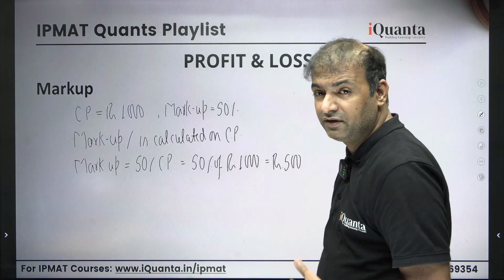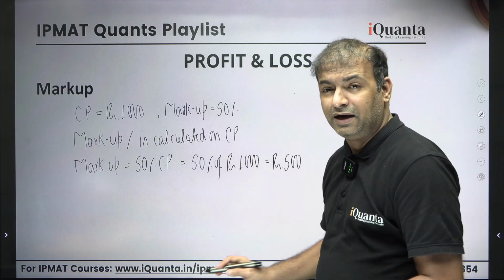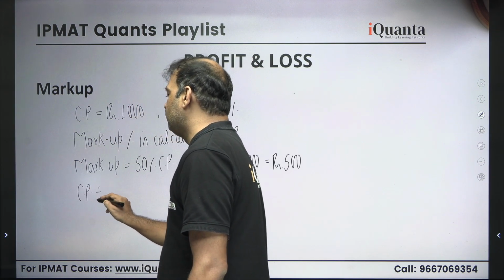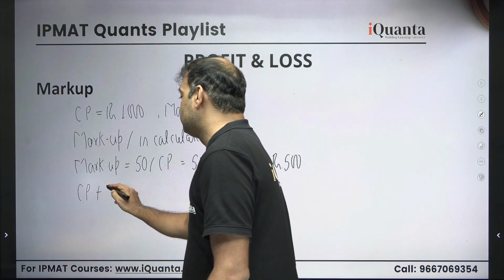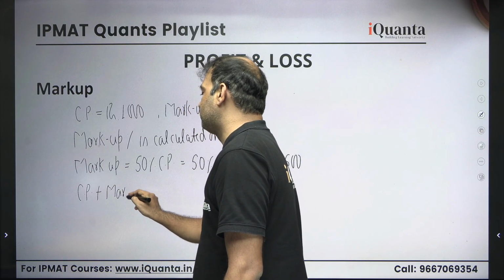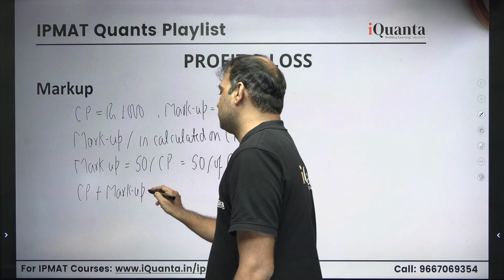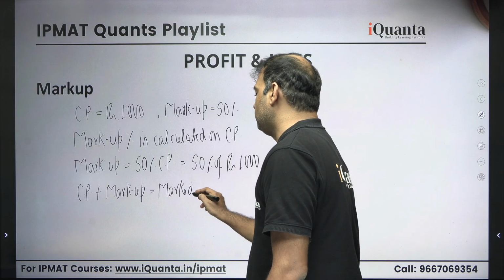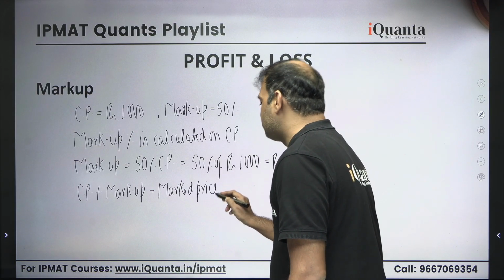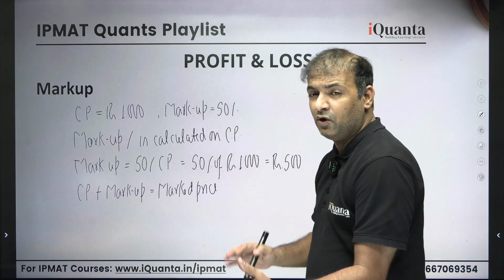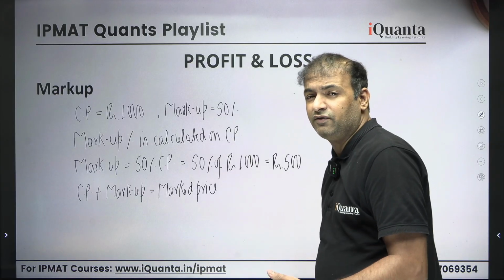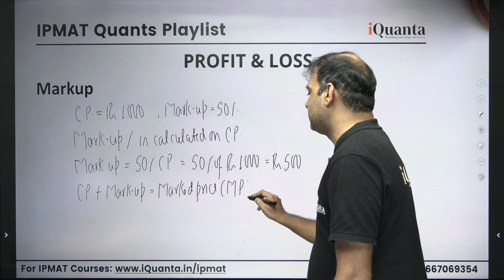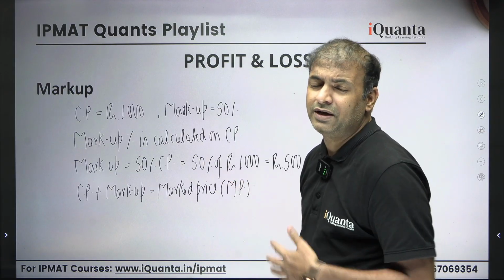Which comes to 500. So now comes the marked price. What is marked price, guys? When we add the amount of markup to the cost price, we get the price which is called the marked price. Cost price plus markup will give us the marked price. Marked price, guys, is something which we can also call tag price, we can also call list price. These can be other names of the marked price, and in short we can also call it MP.